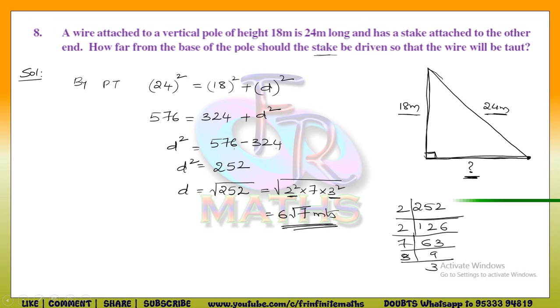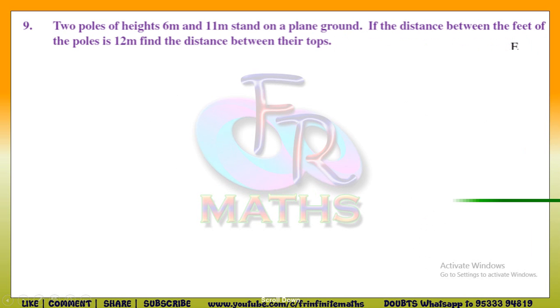Okay. Next, moving on to question number 9. Two poles of heights 6 meters and 11 meters stand on a plain ground. Two poles means they will always be perpendicular to the ground. So one is 6 meters, which means it will be short, and one is 11 meters, so it will be the tallest one. Now this is my 11 meters. So let the 6 meters pole be named AB and the 11 meters pole be named CD.